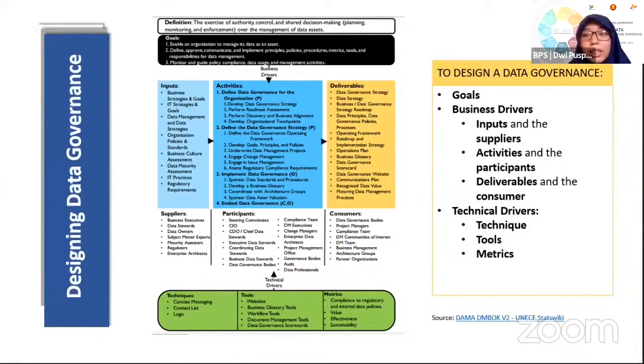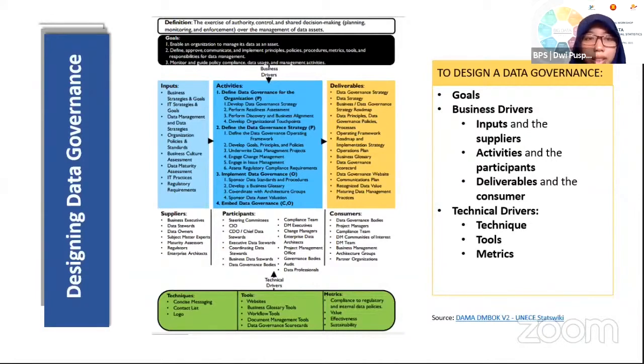Okay, so from the wheel of data management body of knowledge previously, now we are going to talk about how to design our own data governance that's suitable or appropriate according to our organization needs. So in data management body of knowledge, there is this context diagram. This is basically a guideline to help us design our own data governance. It mainly consists of definition, goals, and then the business drivers and the technical drivers. So this one is an example of how to design a data governance.